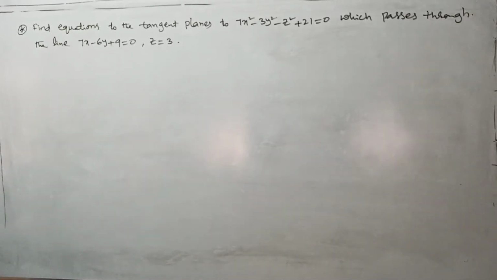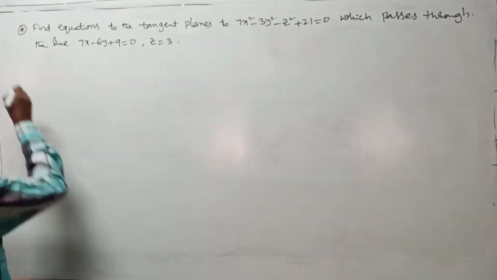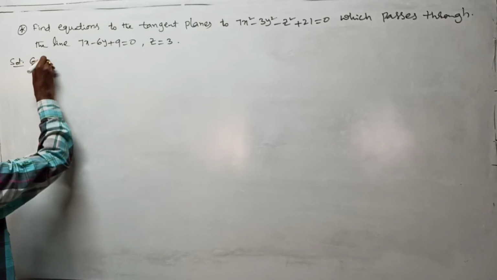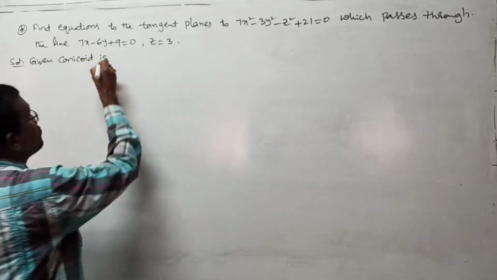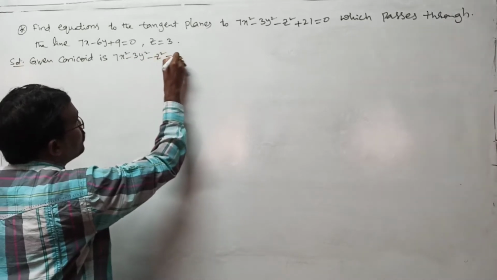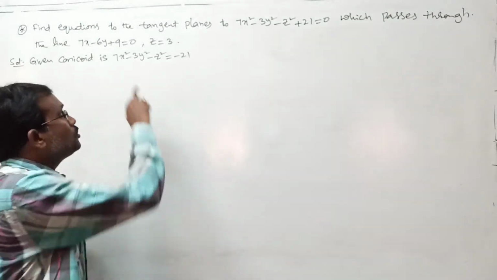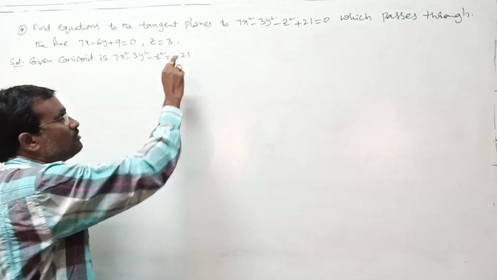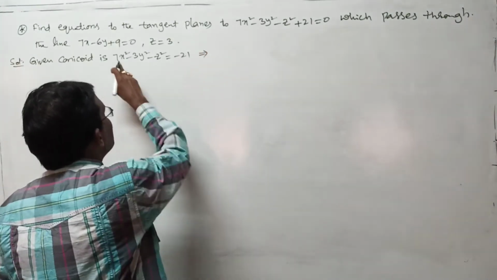First of all, let us take the given conicoid and write it in the proper form. After that we can see the remaining steps. The given conicoid is 7x² − 3y² − z² = −21. Taking the 21 to the other side, it is minus 21. To make this the proper form, we must rearrange it by dividing with minus 21 on both sides.